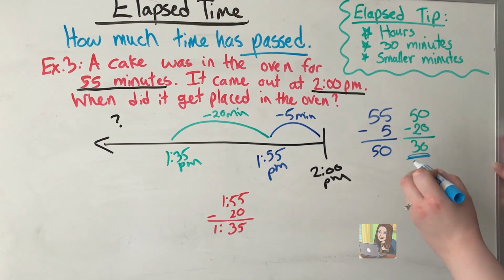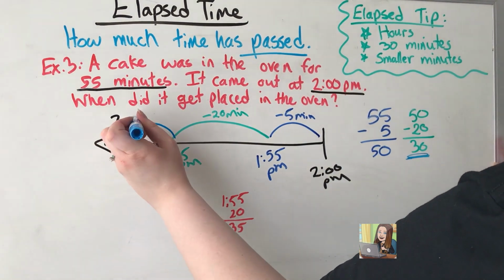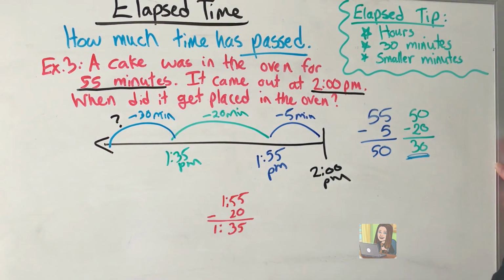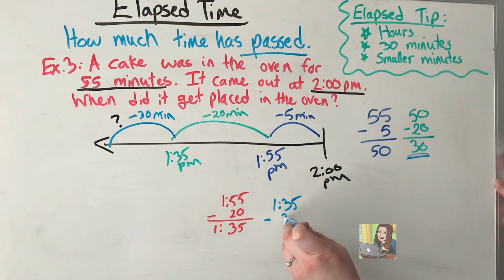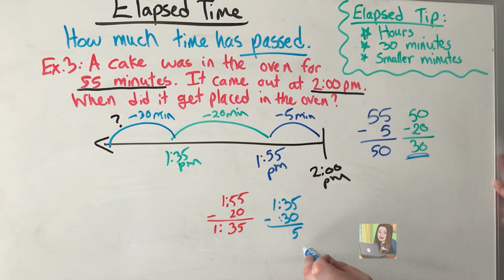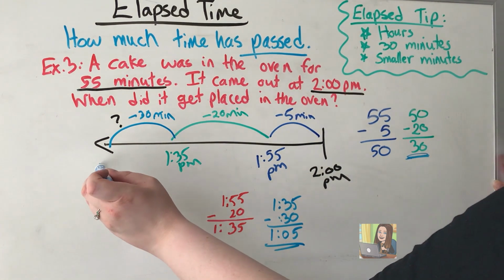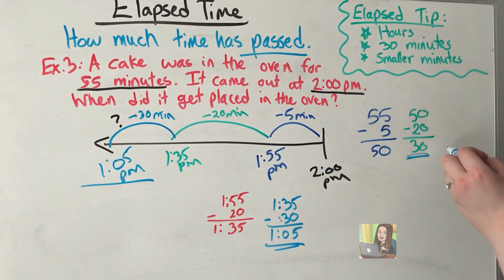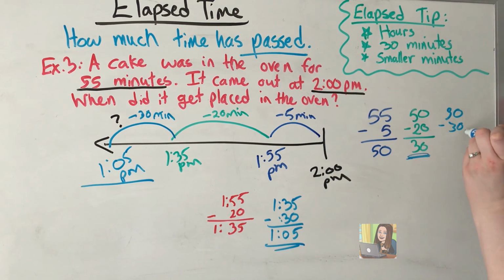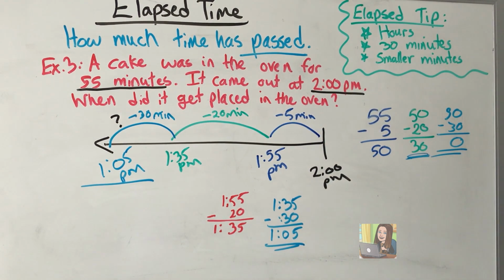So this is now going to go on my timeline. Take away 30 minutes. Well, 1:35, and I'm going to take away my 30 minutes. 5 take away 0 again is 5. 3 take away 3 gives me 0. Drop down our hour. We get to 1:05 p.m. Double check, I used all my amount up. 30 take away 30, I'm at 0. I have found my time. So the cake was placed in the oven at 1:05 p.m.